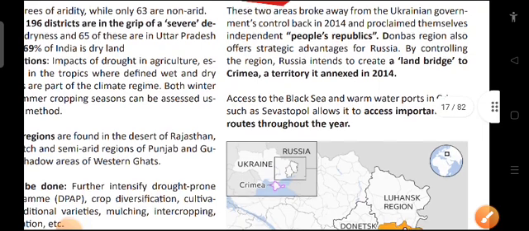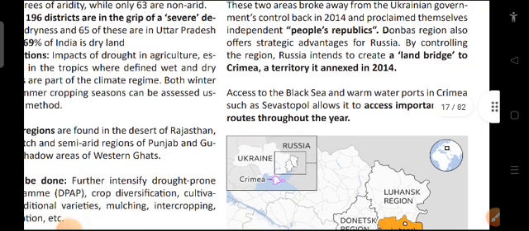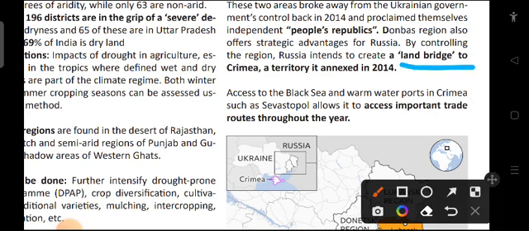Donbas region also offers strategic advantage for Russia. By controlling the region, Russia intends to create a land bridge to Crimea, a territory it annexed in 2014. So in 2014, these two places declared their independence. In the same year only, Russia also annexed Crimea. Now Russia is trying to build a land bridge connecting this Donbas region and Crimea.